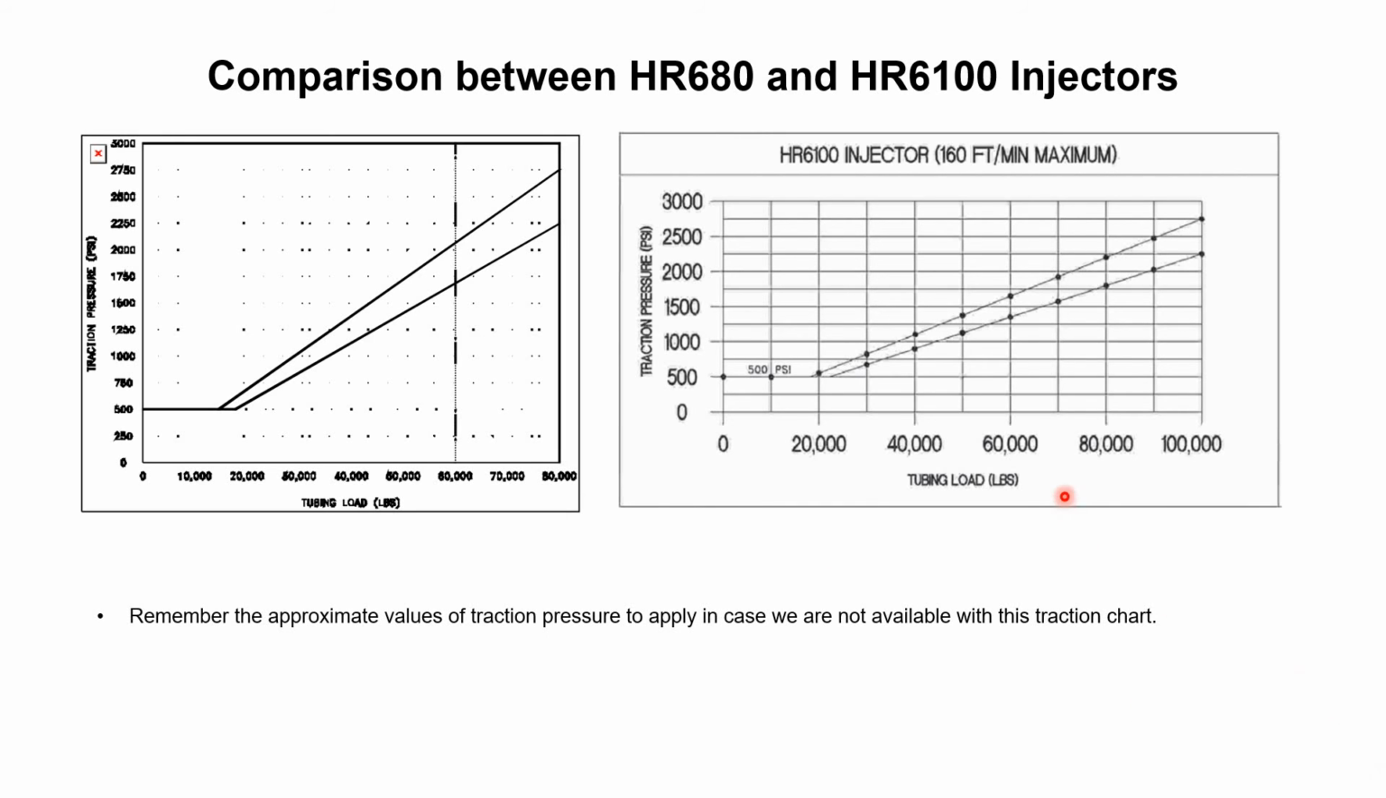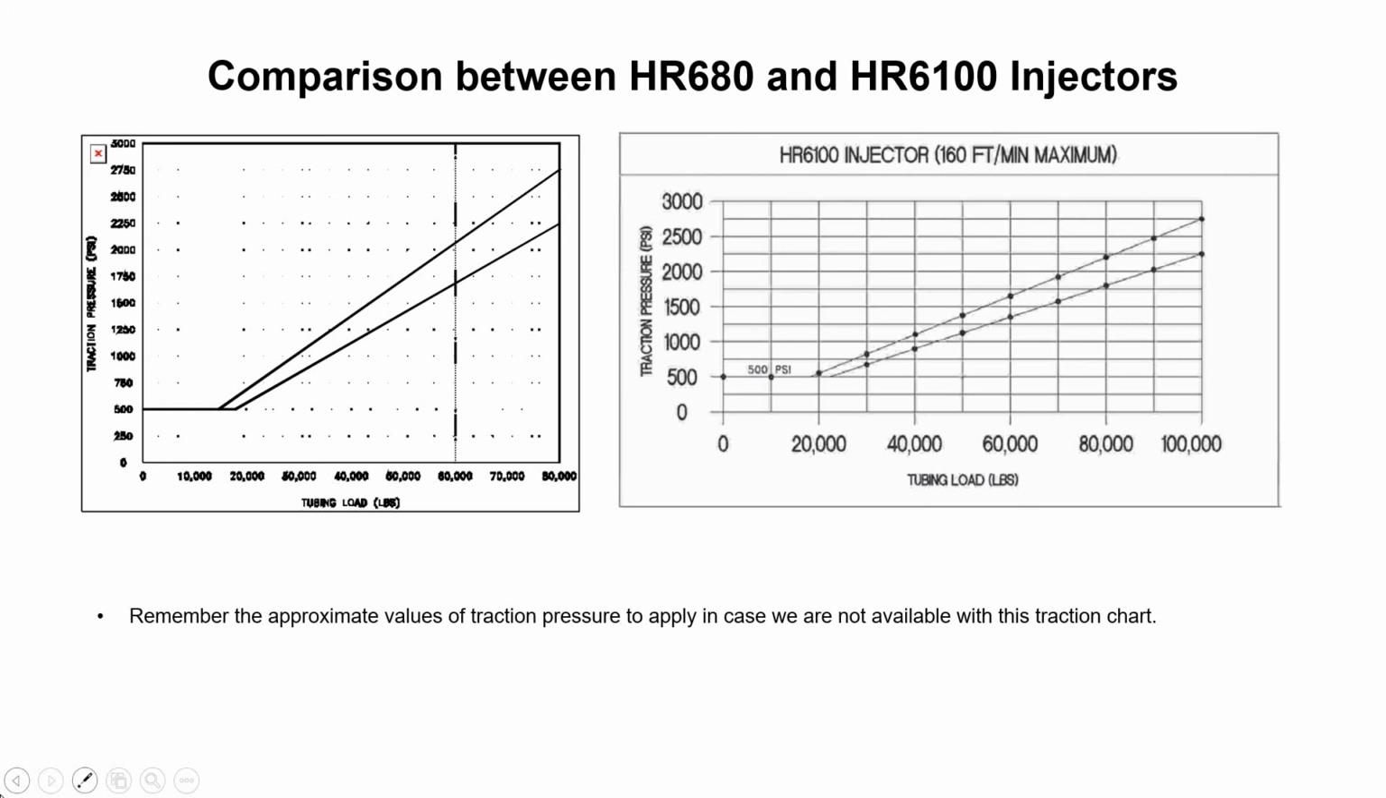For the 100K injector, just assume that we want to pull 50,000 pounds. For 50,000 pounds, the traction pressure required will be approximately 1300 plus, and for this 80K injector, for the 50,000 we will need above 1500. It means when the capacity of the injector head is lower, we will need higher pressure to pull the same load.